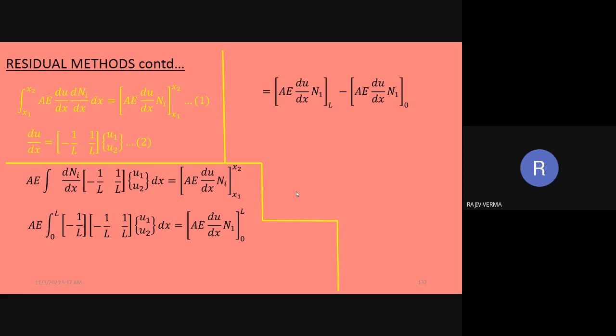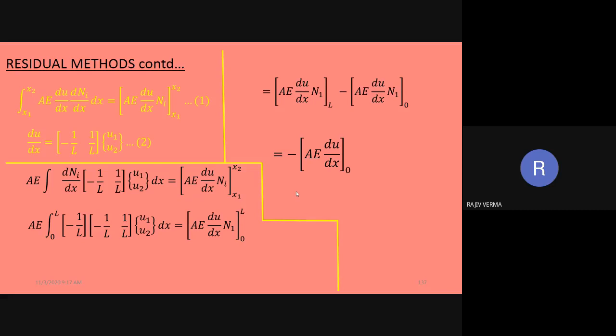The right hand side has been simplified, and since shape function number 1 is 0 at x is equal to L, one of these two terms disappears, and since N1 obviously is 1 at x is equal to 0, therefore N1 is being replaced by 1. We get minus AE du by dx at x is equal to 0.